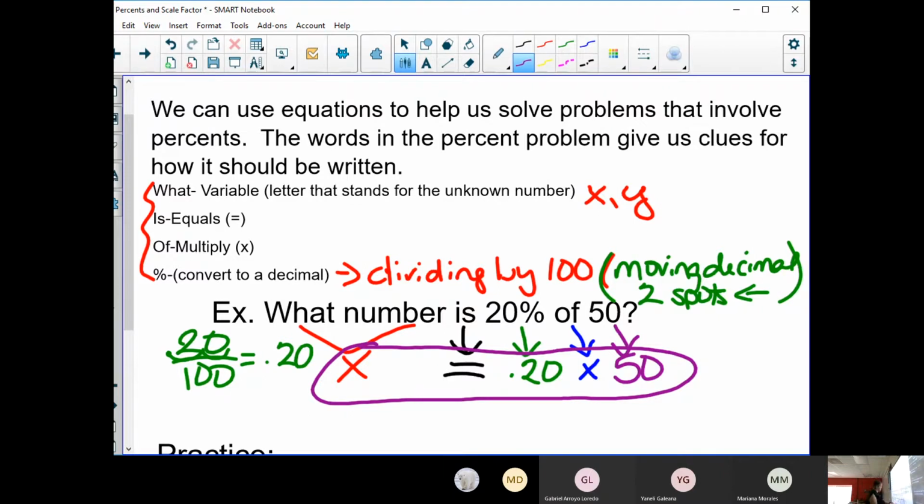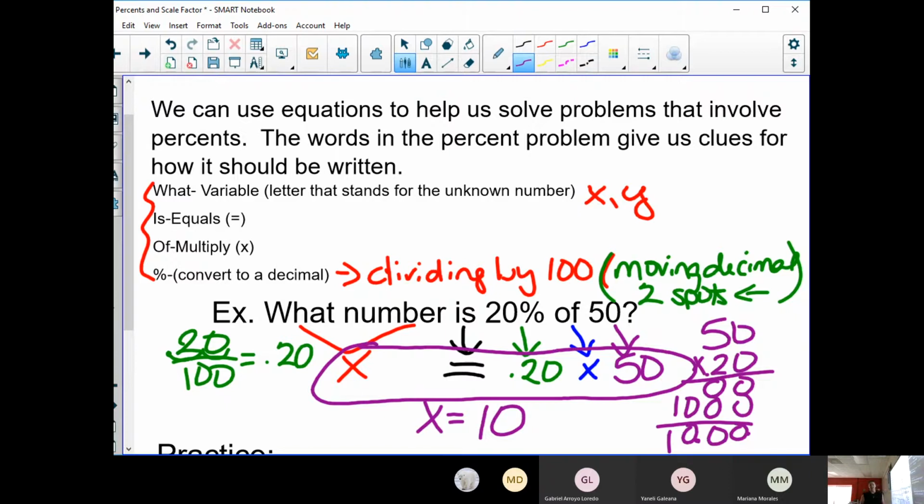And now I can solve this. So we want to know what X is equal to. And I'm going to take 0.20 times 50. So 50 times 0.20 is 10. And in my problem, I have 2 numbers behind the decimal point. So in my answer, I have to have 2 numbers behind the decimal point. So 20% of 50 is 10. Any questions about that one?